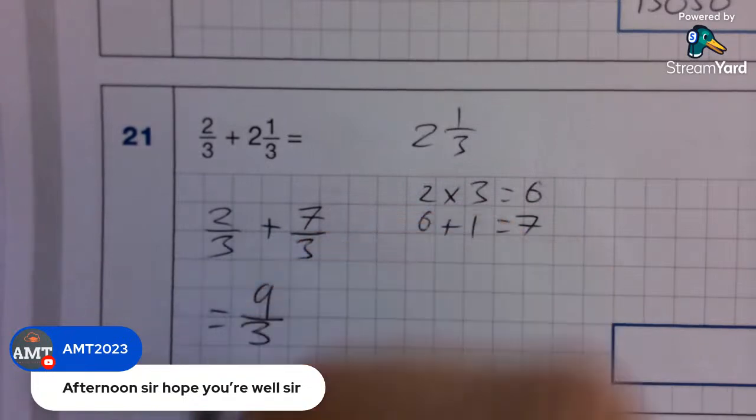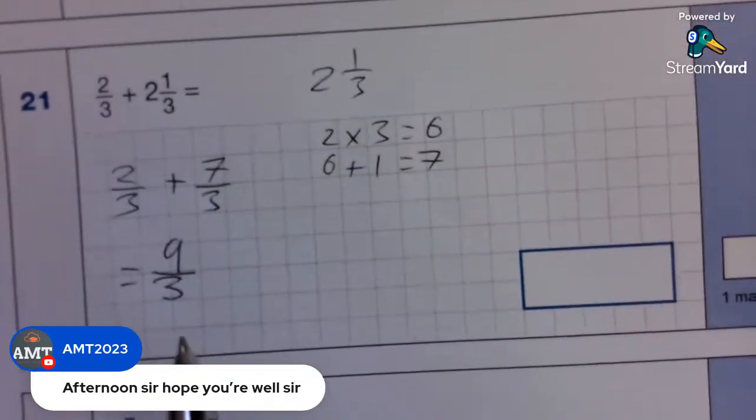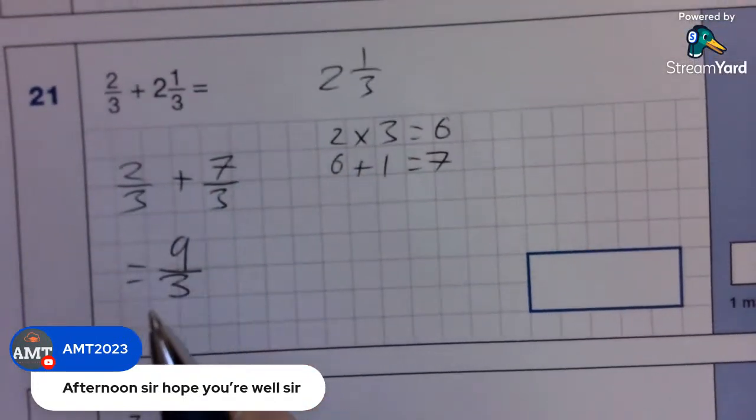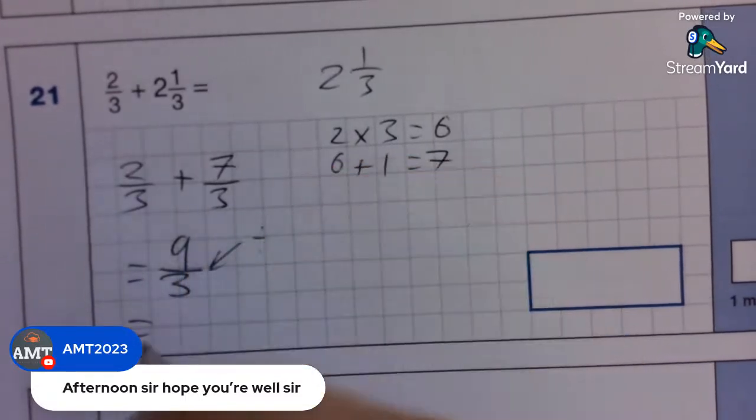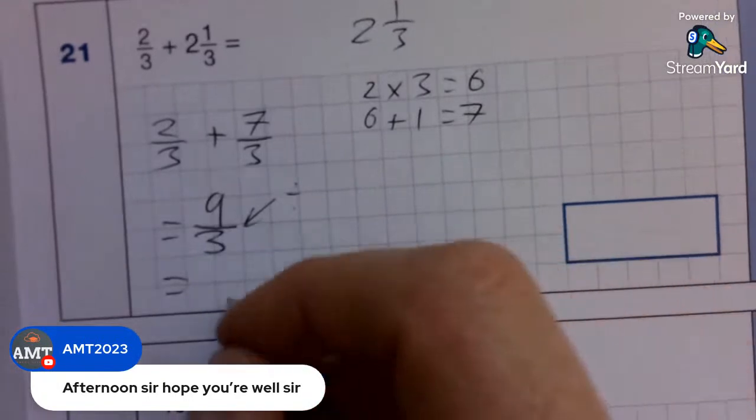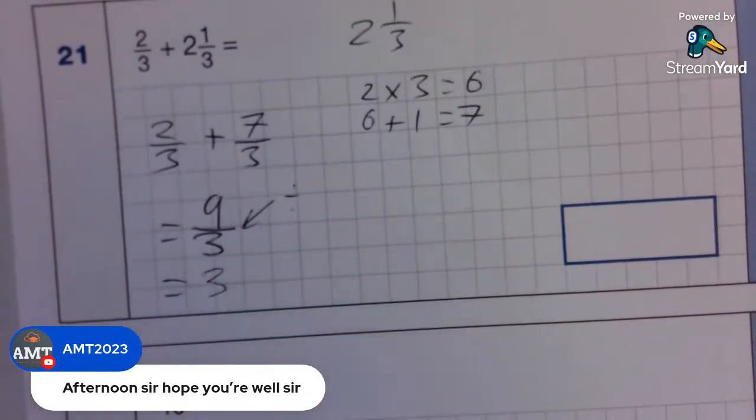And that simplifies to 3 there. 2 add 7 is 9. Right, that is an answer, which is fine. However, that line of fraction means divide. So 9 divided by 3 is 3.